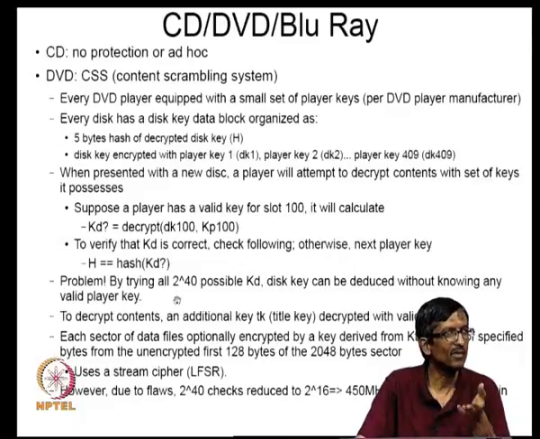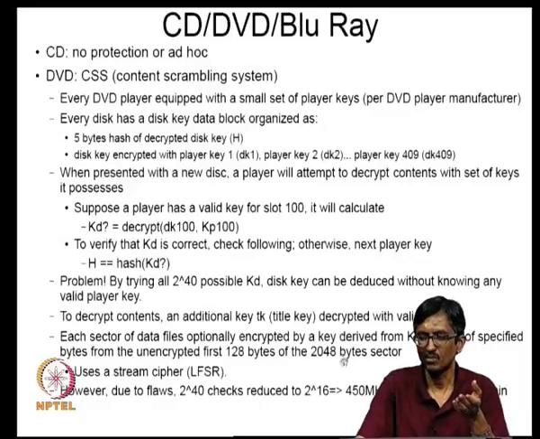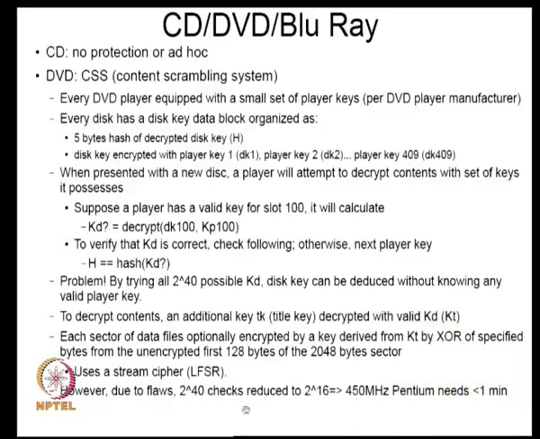Because it only requires 2 to the power of 16 possibilities, you can easily check it, in those days even with 450 megahertz, in less than a minute. That is how it was decrypted, okay. So, this is basically the one key.